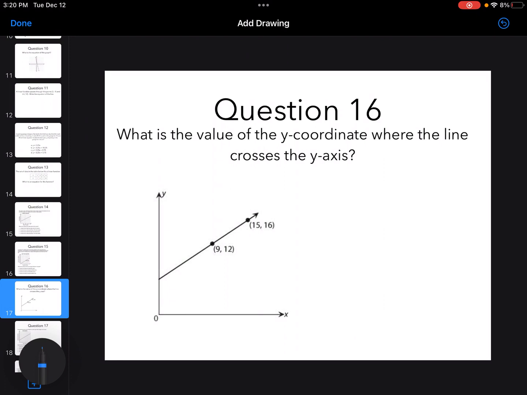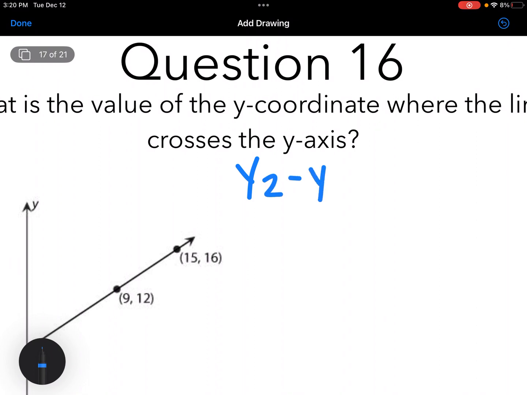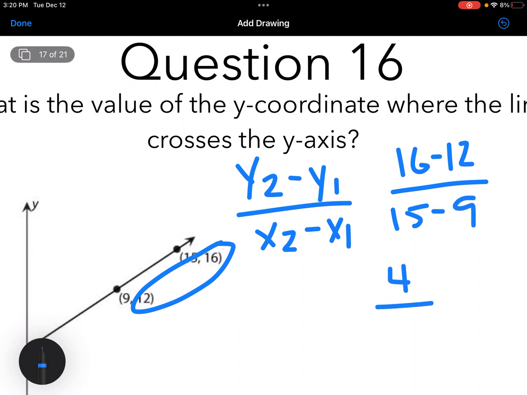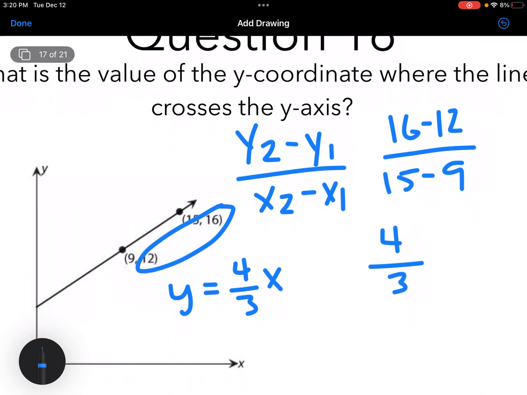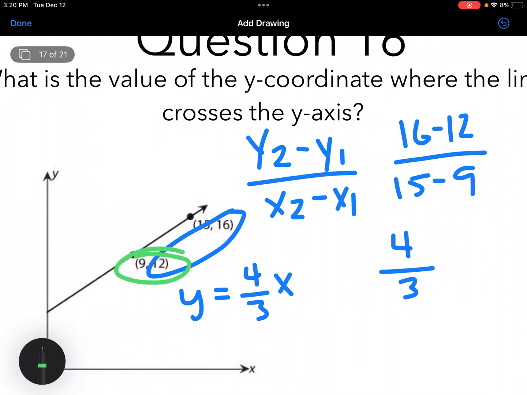All right, they want to know, where is the line going to cross the y-axis? So we're going to do y2 minus y1 divided by x2 minus x1. So 16 minus 12 divided by 15 minus 9. So 4 over 3. So y equals 4/3 x. So then we're going to choose one of these 2 points and substitute it in. So 12 equals 4/3 times 9 over 1. So we end up with 36 divided by 3.